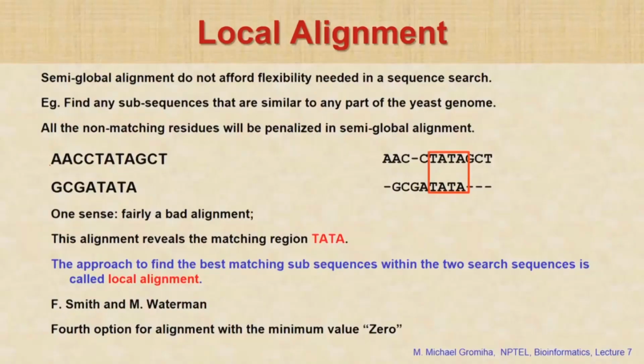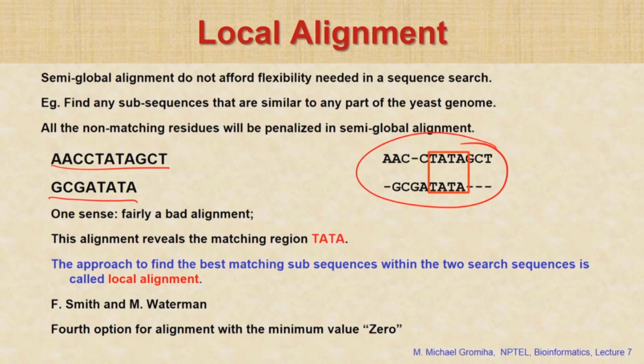How to do this alignment? For example, if you get 2 sequences, this is sequence 1 and this is sequence 2, we can make different types of alignments. For example, you can make this type of alignment. If you look at it as a global alignment, it is only a bad alignment, because there is one gap here and some gaps here and the residues are not properly aligned. But if you look into the details, it will give you the matching region called TATA. So, how do we extract this type of information? In this case Smith and Waterman proposed another option.